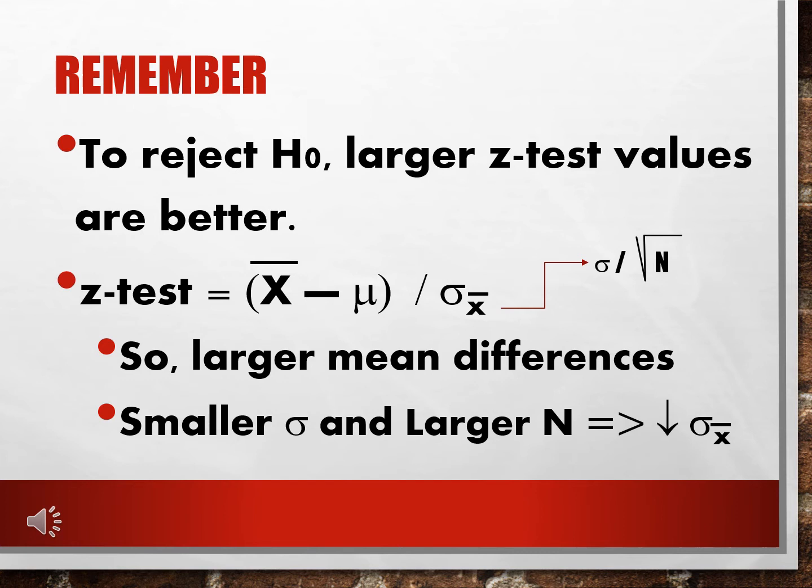So for a z-test, the formula is the sample mean minus mu over the standard error, and the standard error is sigma over the square root of n. So we know if we want large z-test values, all of those variables have something to do with that. Larger mean differences, we have larger z-test values. A smaller sigma, we have larger z-test values. A larger n, we have larger z-test values.